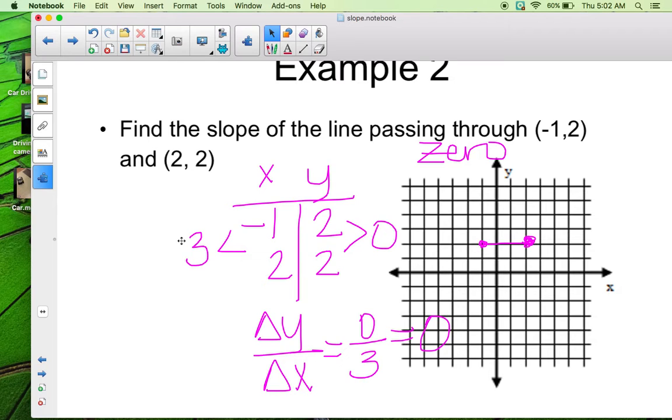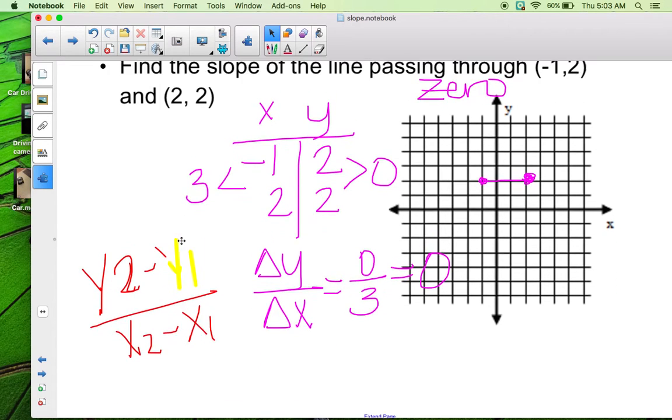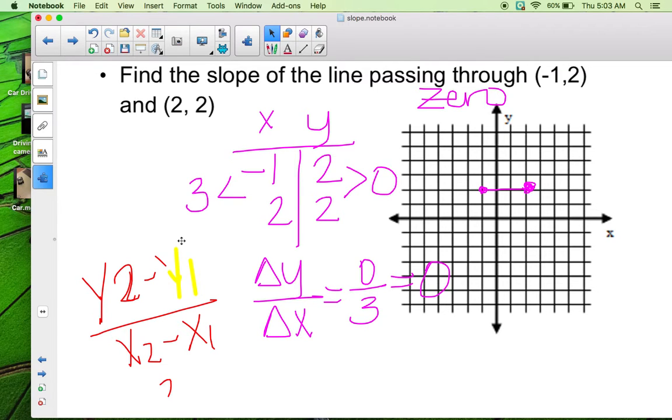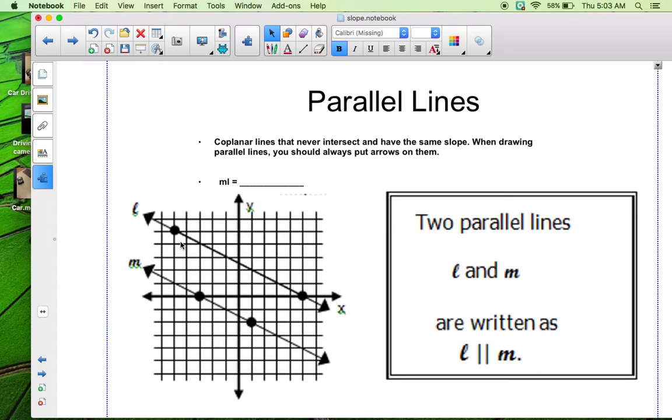Now, if I was to do it by the equation, y2 minus y1 over x2 minus x1 would be 2 minus 2 over -1 minus 2, which is 0/3, which is still 0. All right, so parallel lines.